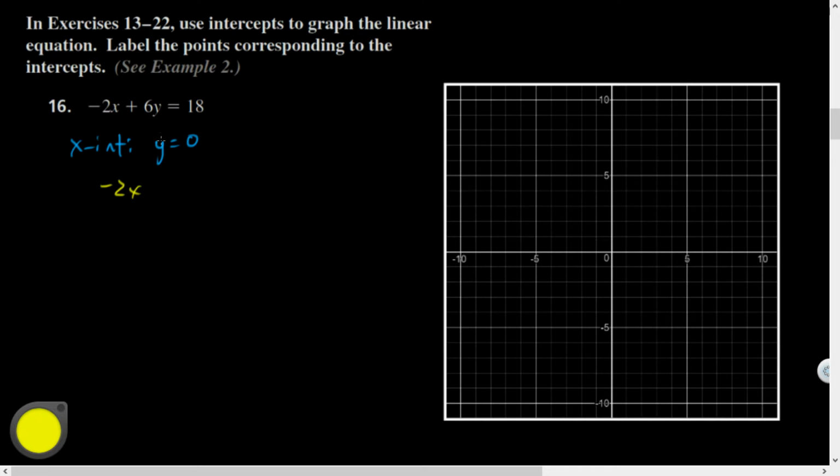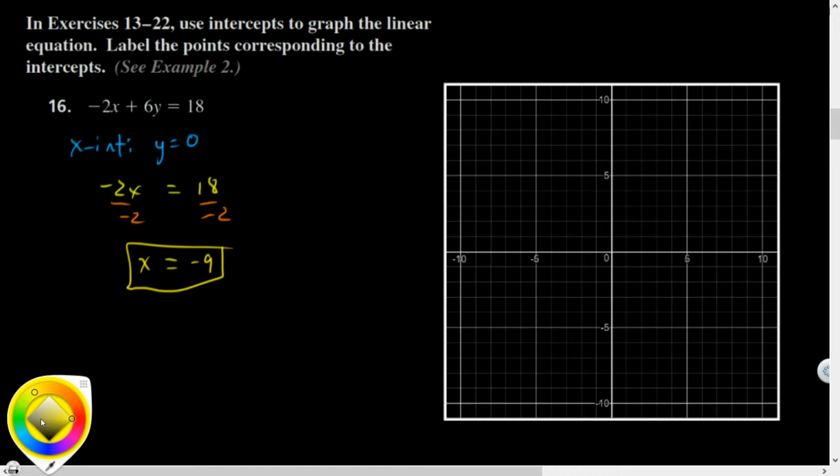So negative 2x plus 6 times 0 is 0. I don't even have to write that. That's equal to 18. Divide both sides by negative 2, and I get x equals negative 9. All right, so let's plot that on the graph. The x-axis is the horizontal one, and negative 9 occurs over here. So there's my x-intercept at negative 9, comma 0.